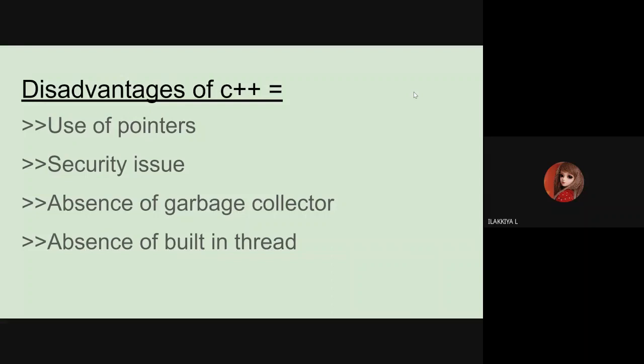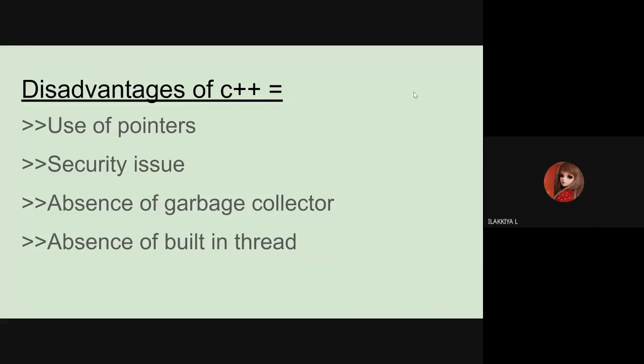The next disadvantage is security issues. Although object oriented programming offers a lot of security to the data being handled as compared to programming languages that are not object oriented like C, certain security issues still exist due to the availability of friend functions, global variables, and pointers.